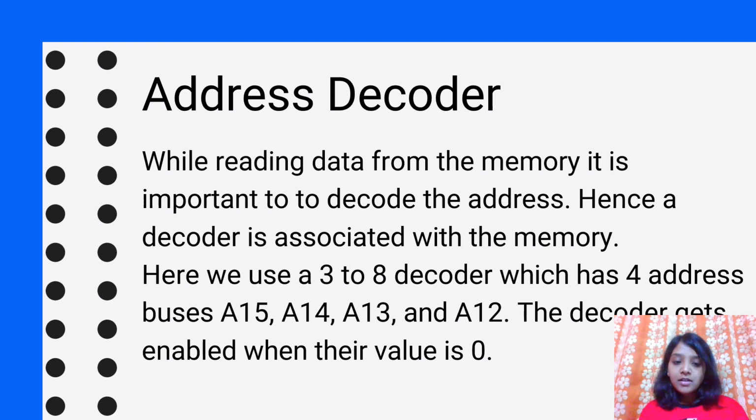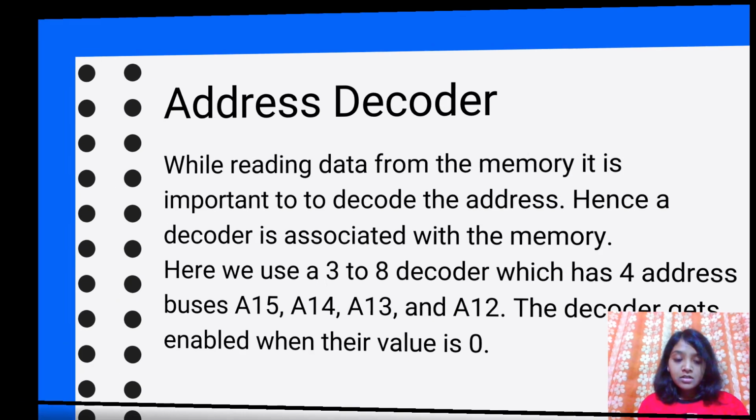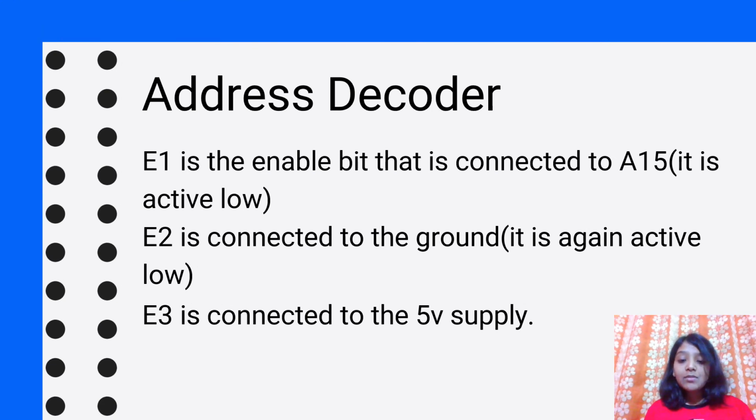Here is the working of the address decoder, which I explained in the previous slides. While reading data from the memory, it is important to decode the address. Hence, a decoder is associated with the memory. Here, we use a 3 to 8 decoder, which has 4 address buses, A15, A14, A13, and A12. The decoder gets enabled when their value is 0. E1 is the enable bit that is connected to A15, it is active low. E2 is connected to the ground, it is again active low. E3 is connected to the 5-volt supply.